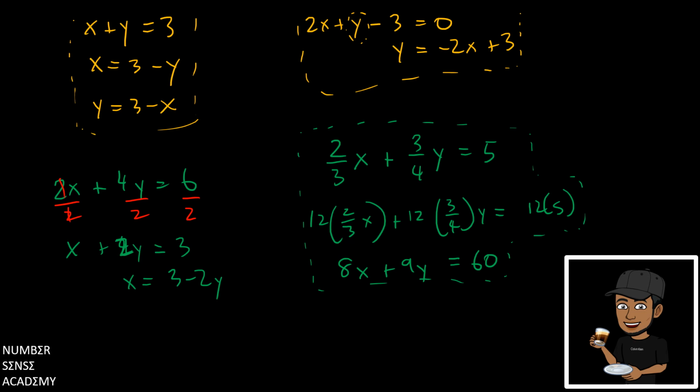What if I have 0.7x plus 1.4y equals 4.2? I want to make these whole numbers. Always make your decimals whole numbers, or integers.